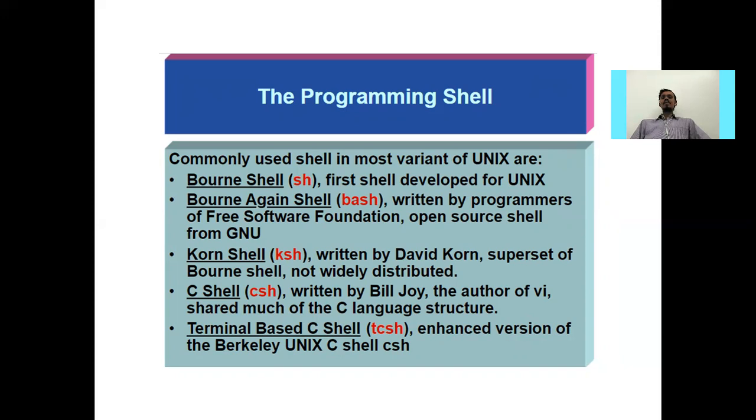Superset means he is one of the founders, one of the programmers, one of the writers of the Bourne shell. Then the C shell, csh, written by Bill Joy, the author of VI, which is an editor. It shared much of the C language structure. The C shell basically shares much of the C language's structure. Then the TC shell, tcsh, is the enhanced version of the Berkeley Unix C shell, csh.